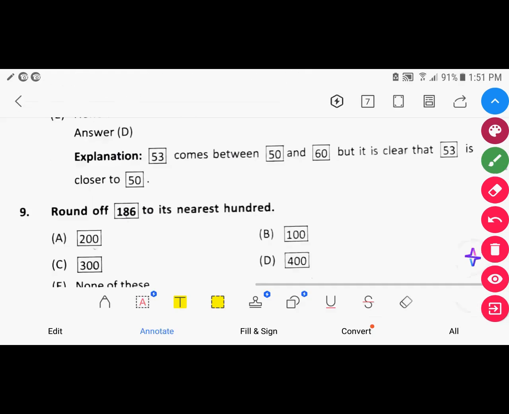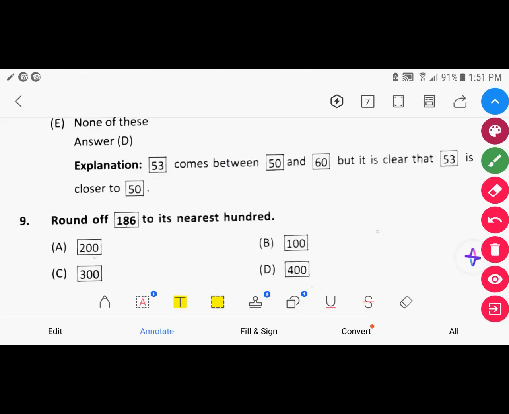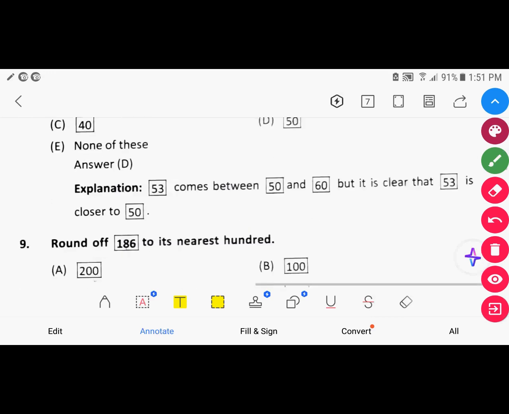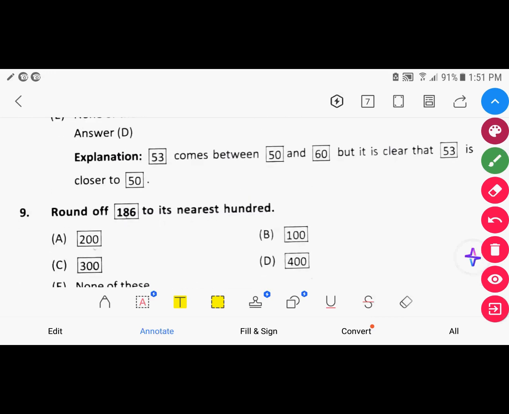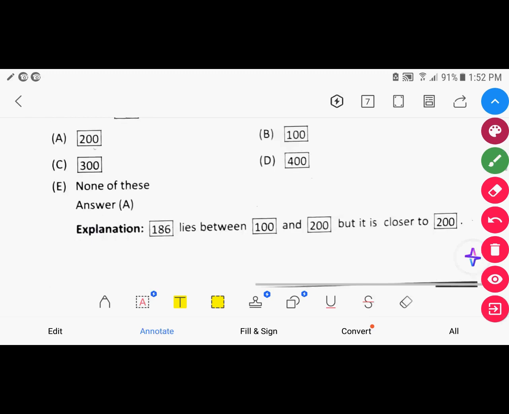Now the same applies for 3-digit numbers. For 150, suppose the number is between 100 and 200. If the number is lesser than 150, it is near to 100. If the number is greater than 150, then it is near to 200.